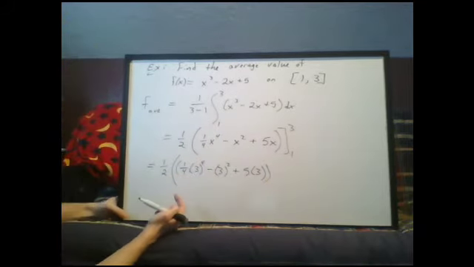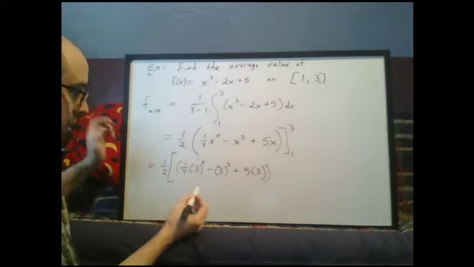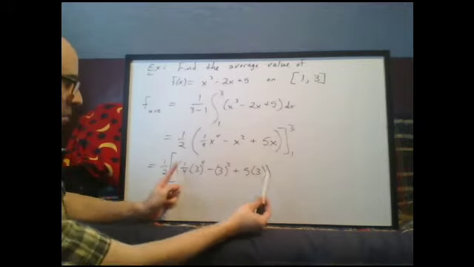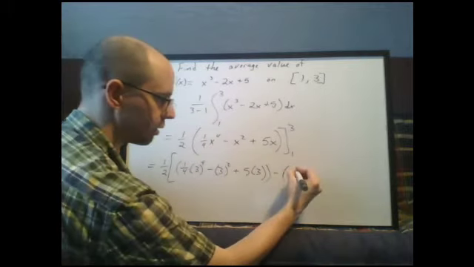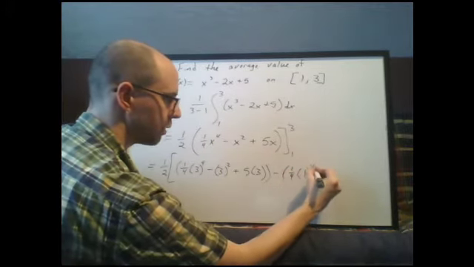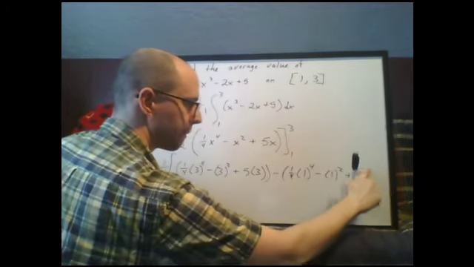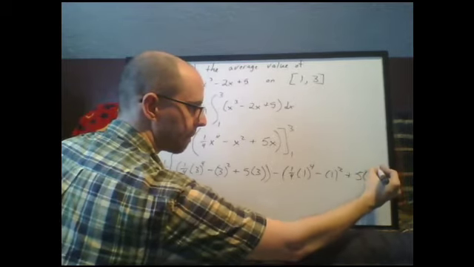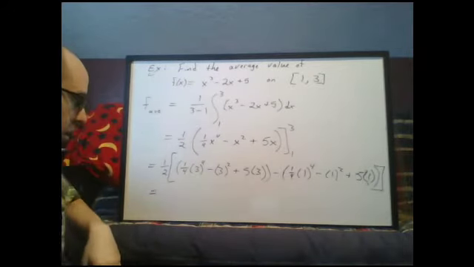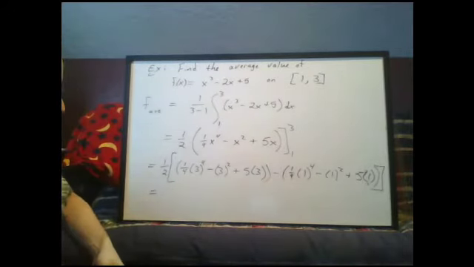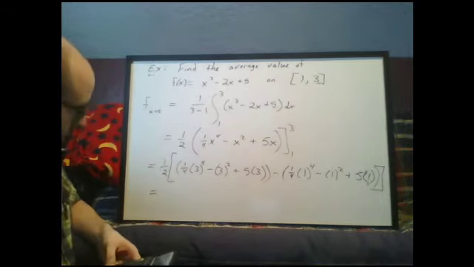Okay, so keeping track of my parentheses, let's do brackets for this. So there is my function with 3 plugged in. Now I subtract my function with 1 plugged in. So 1/4, 1 to the 4th, minus 1 squared, plus 5 times 1. Alright, so let's just do this in the calculator. I'm going to do these and then remember at the end to multiply by 1/2 or divide by 2.